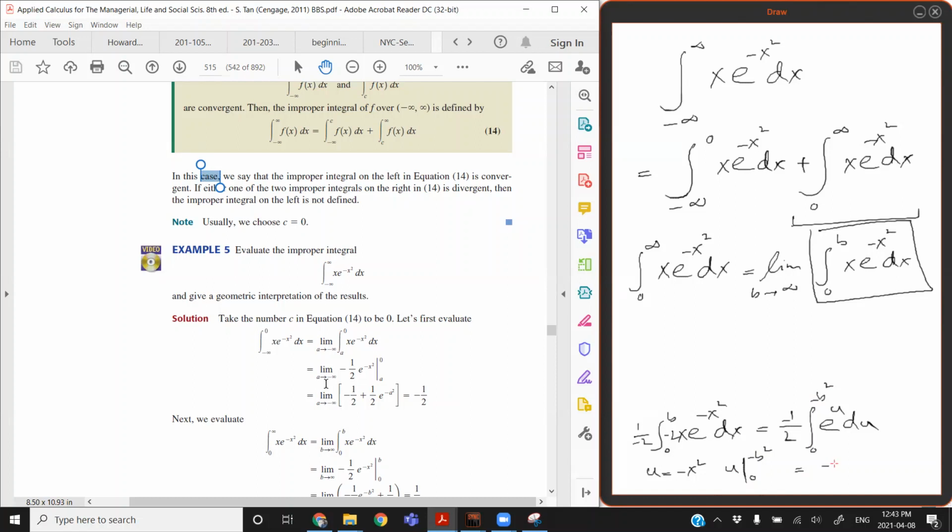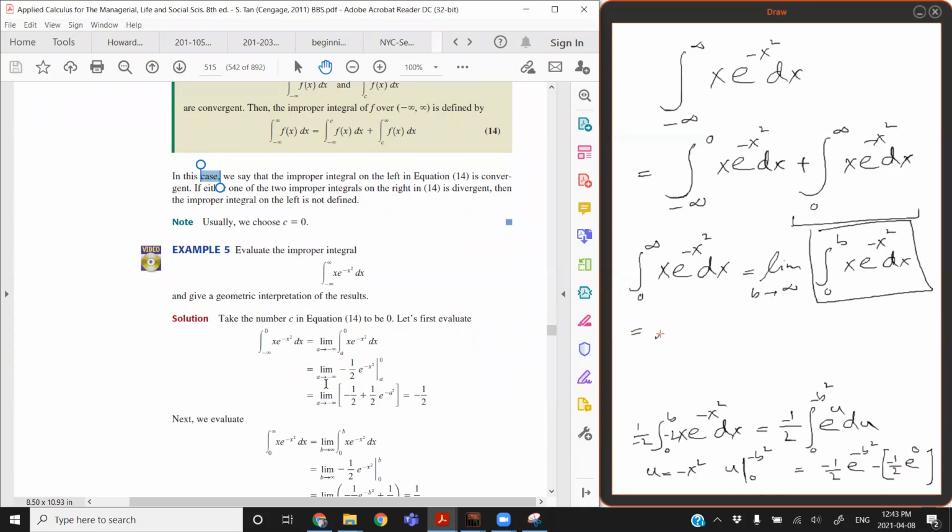Yes. So negative 1 over 2 e to the power of minus b squared, minus negative 1 over 2 e to the power of 0. I know that the antiderivative of e to u is simply e to u. So using the fundamental theorem, if I plug in minus b squared, I get this. And if I plug in 0, I get this.